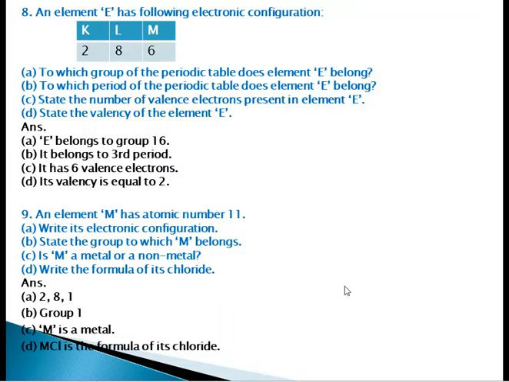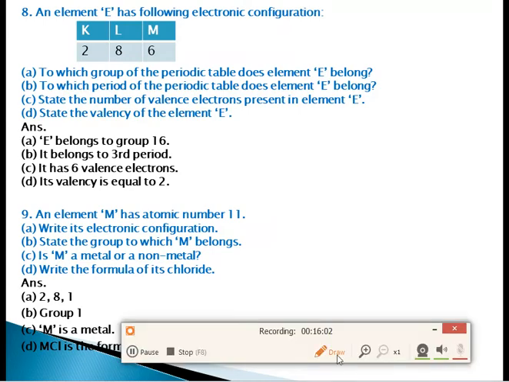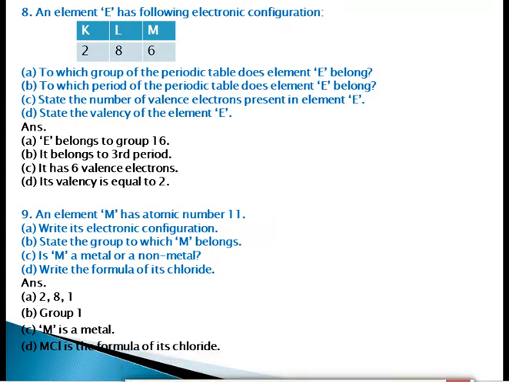Okay, so our question number 8 is, an element E is having the following electronic configuration. One element is there whose name is Mystery. It is having the electronic configuration 2, 8, 6: in the K shell 2 electrons, in the L shell 8 electrons, and in the M shell 6 electrons. The total is 16 electrons. So this element is having atomic number 16 and a total of 16 electrons. On the basis of this we will answer 4 questions.